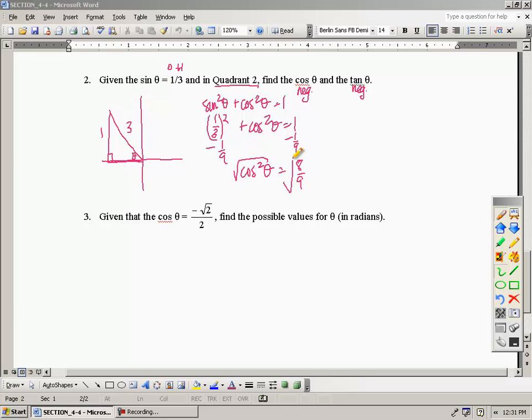I'm going to square root, and when I square root, I get either a positive or a negative. In this case, what do I want? I want that negative. And I'm going to ask you to simplify this. So here we go. We have the square root of 8 over the square root of 9. The square root of 8 can be broken down into the square root of 4 times the square root of 2. So I have 2 square roots of 2 over 3, but I know I've got to keep the negative, so I have negative 2 square roots of 2 over 3.